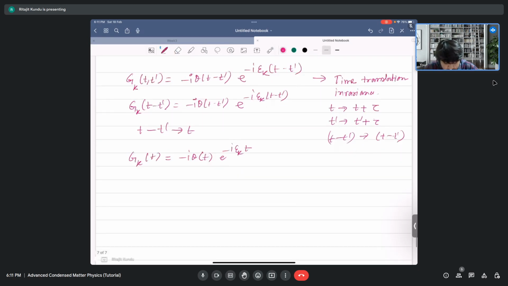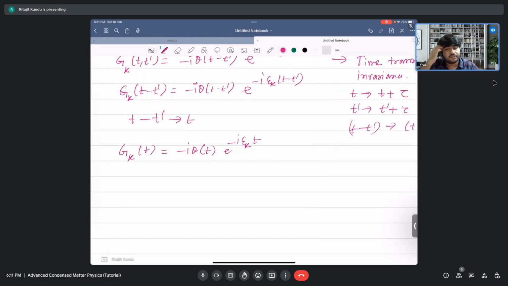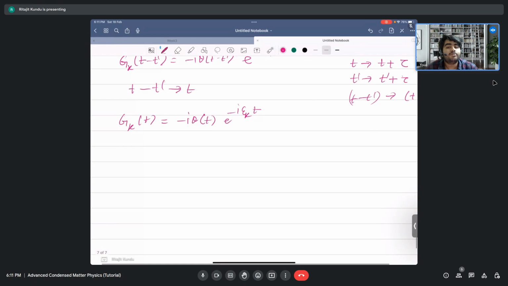So now we can do one more simplification. We can go to frequency space. In frequency space, Green's functions look really simple. To do that, we have to do a Fourier transform, right? So G_k(omega) is just the Fourier transform of G_k(t). There is an integration going from minus infinity to infinity, e to the power i omega t, and G_k(t). Okay, so this is my G_k(omega), the Green's function in frequency space.